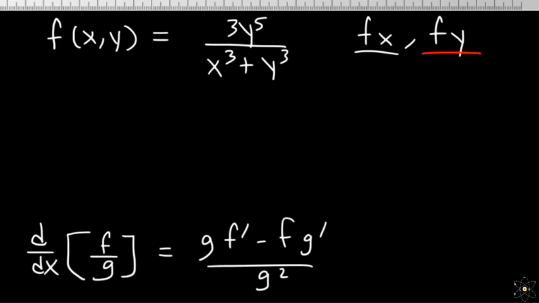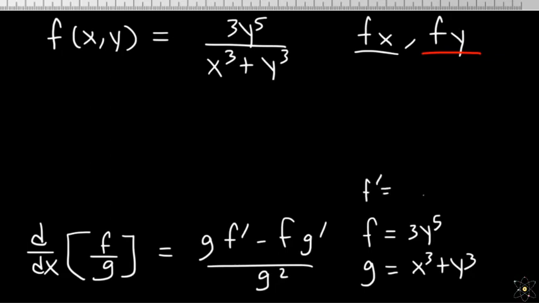Now let's find fy, the first derivative with respect to y. And we're going to have to use the quotient rule. So f is going to be the top function, 3y to the 5th. G is the bottom part, x cubed plus y cubed. Now f prime with respect to y is going to be 3 times 5y to the 4th, which is 15y to the 4th. G prime with respect to y is going to be 3y squared. The derivative of x cubed, which we're going to treat as a constant, is 0.